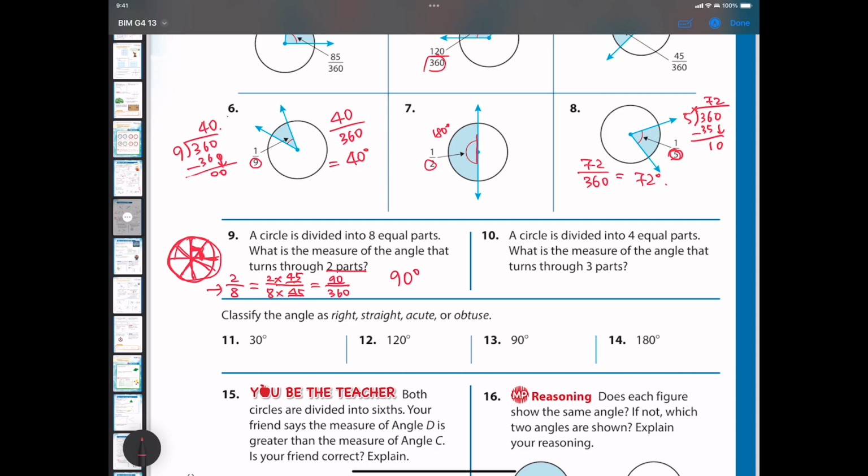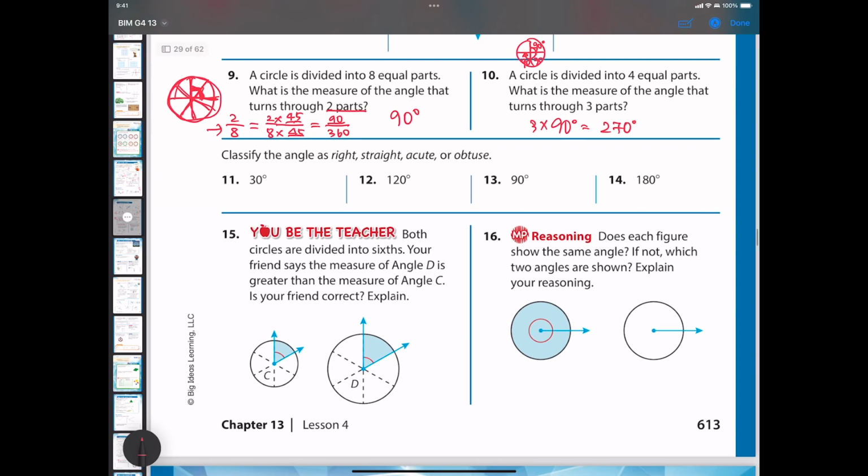All right, number 10. A circle is divided into 4 equal parts. Let's see. 4 equal parts. What is the measure of the angle that turns through 3 parts? So 1, 2, 3. Oh, we did this one also, right? Because we know every quarter part is 90 degrees in a circle, right? Okay, 3/4, which is what? 3 times 90 degrees, which is 270 degrees. Okay, all right.